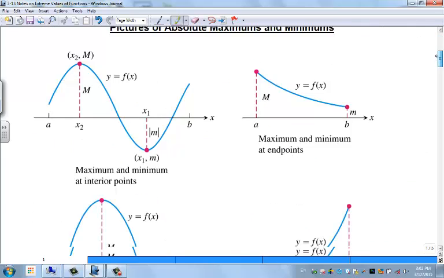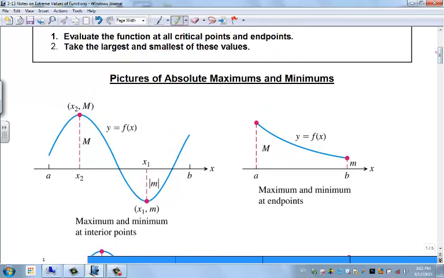So here are some pictures of absolute maximums and minimums. Here is something that's defined over an interval. This would be the absolute maximum over this interval. This would be the absolute minimum because they are the highest and lowest points. Here, this function, the absolute maximum occurs here at its highest point, and the absolute minimum over here at its lowest point. This one doesn't even have any critical points, but it still has a max and a min.